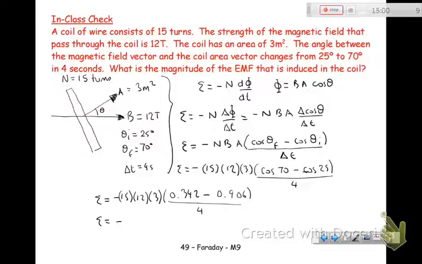So I'm going to go 15 times 12, enter, times 3, enter, times bracket. I'm going to do 0.342 minus 0.906, close bracket, enter. And then I'm going to divide it by 4, enter. So that should be minus 76.14 volts.